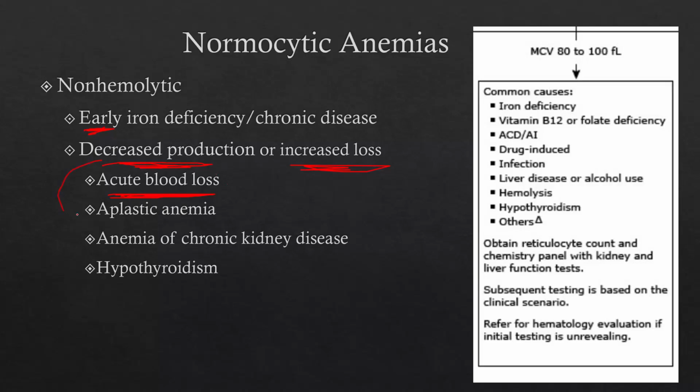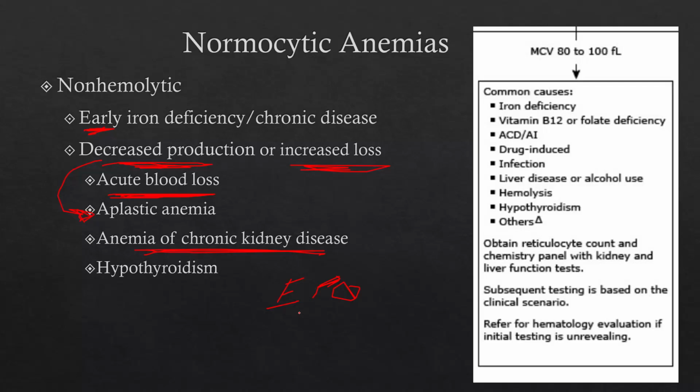Decreased production, you can always think aplastic anemia. You're just not making RBCs, right? So that's what that is. And anemia of chronic kidney disease. Okay, so how does this actually happen when you have chronic kidney disease? The main mechanism here is EPO, right? So remember, the kidneys secrete EPO or erythropoietin, which stimulates the bone marrow to produce RBCs. So if you have chronic kidney disease, you'll have decreased EPO, and that'll not stimulate the bone marrow as much.